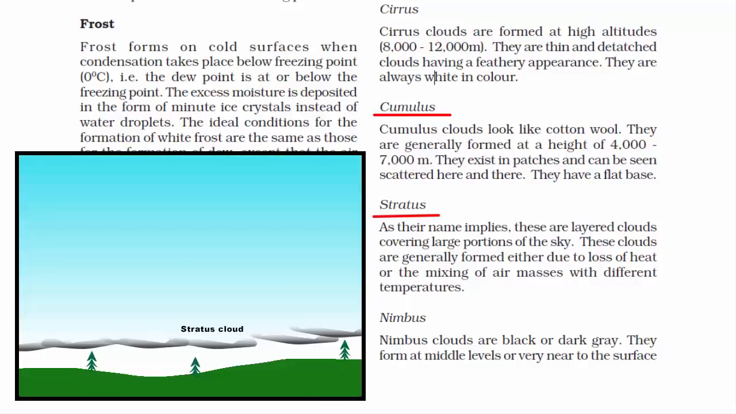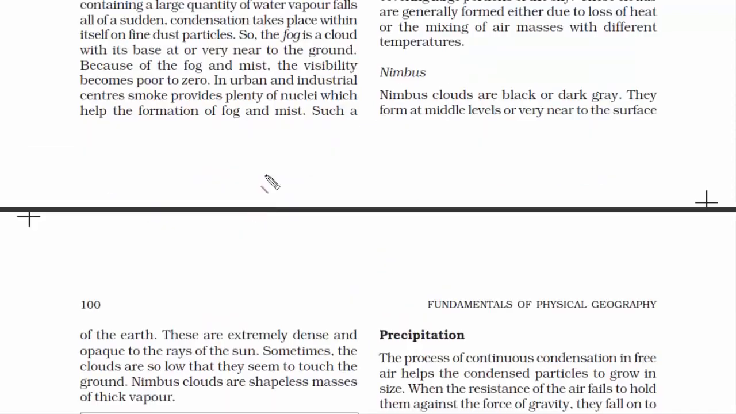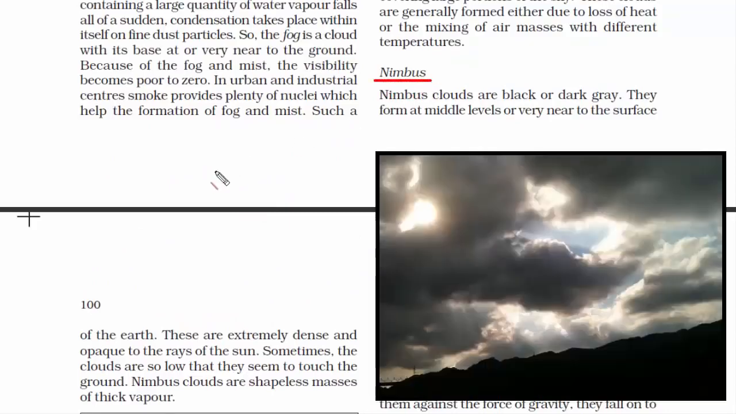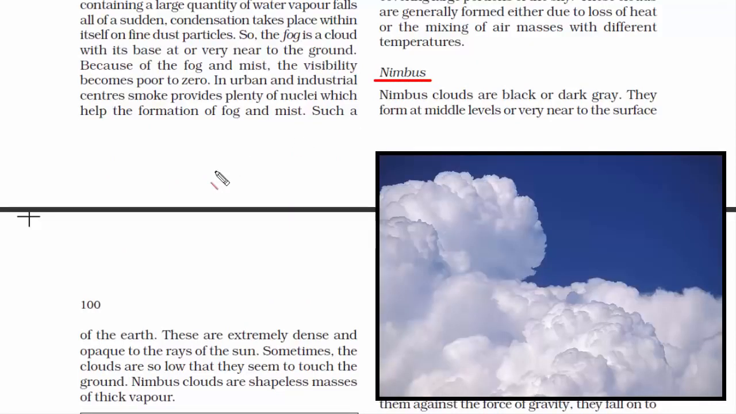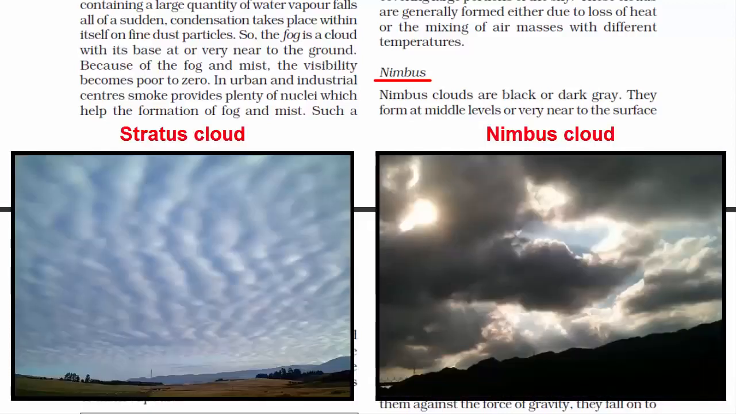As I said, they appear in white and grey color, and they exist in layers. So they do not allow the sunlight to pass through, making the day look dull and dark. The fourth and the last one is nimbus cloud. Now these clouds are black or dark gray, and they exist in the form of layers, just like the stratus cloud. But they cannot be called stratus cloud.